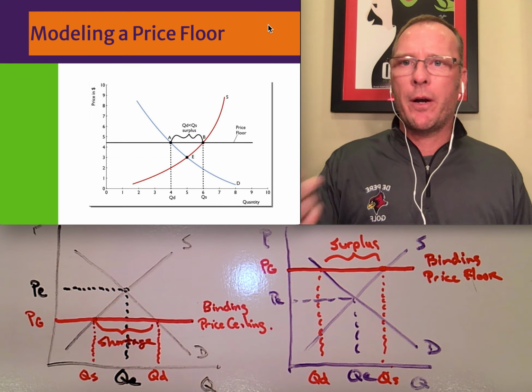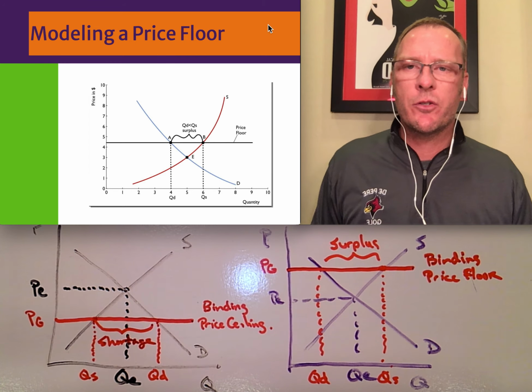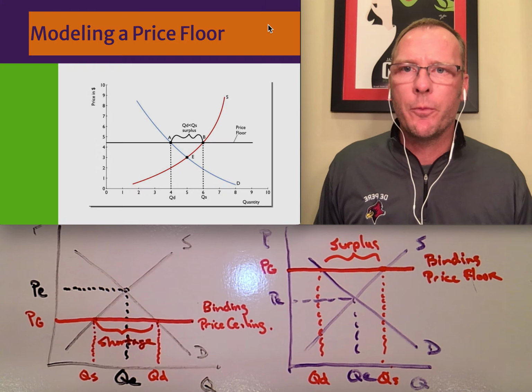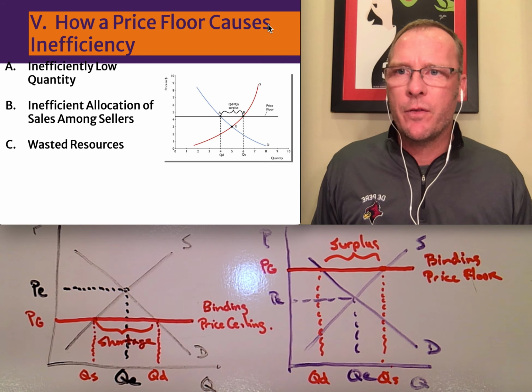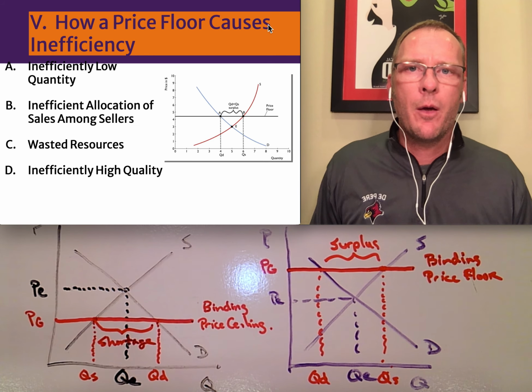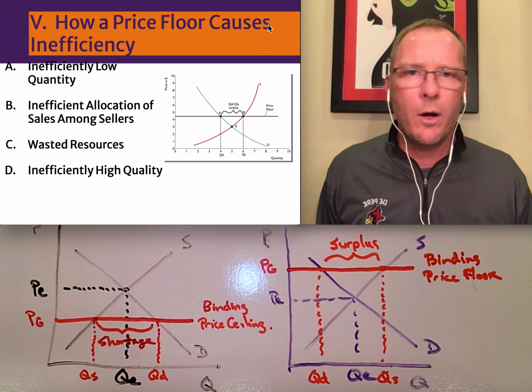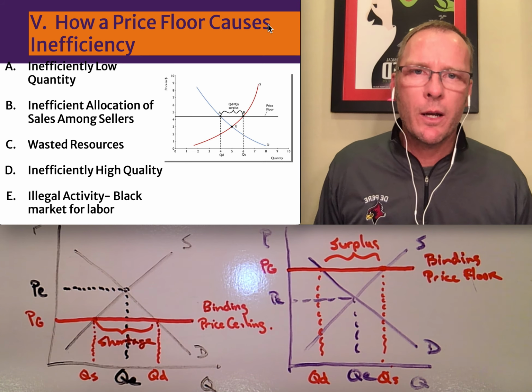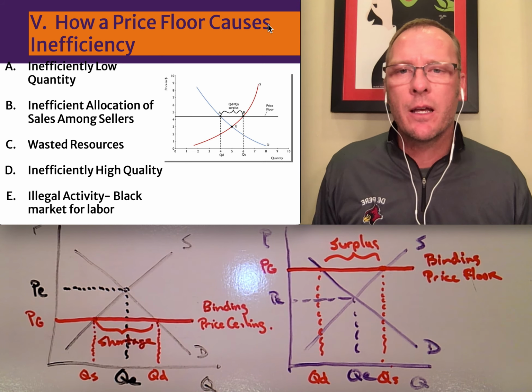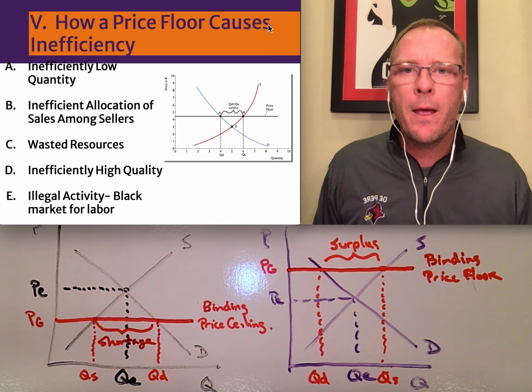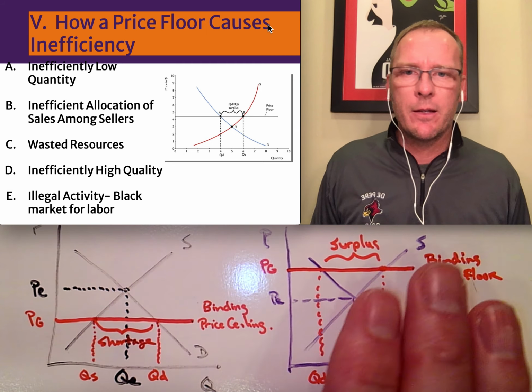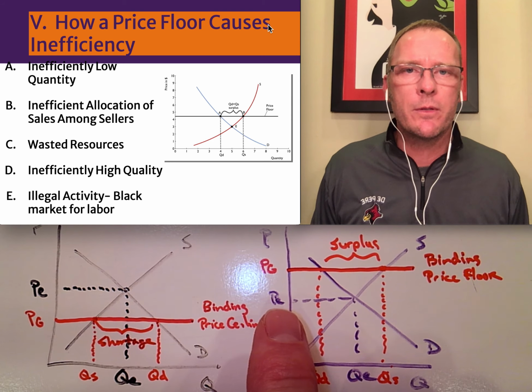So, modeling a price floor, there's our price floor. You can see the surplus right in there, just like what we drew. Is it inefficient? For sure. You're going to end up with probably wasted resources and a higher quality than you really need. You're also going to get a black market. In this case, if this was labor, for example, let's say this wasn't milk as an example, but it was a minimum wage.